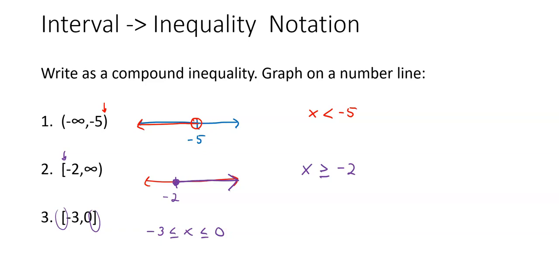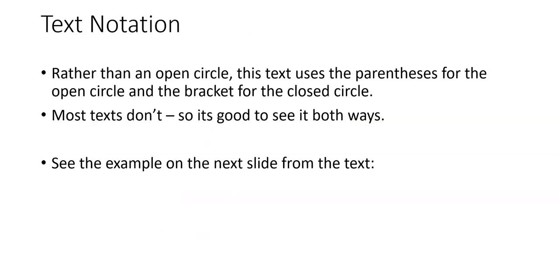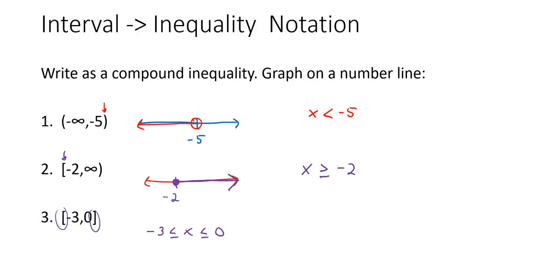So why are we doing all this inequality stuff? Well, because the textbook, rather than open circle, closed circle, uses those parentheses and brackets on a number line. Generally, I don't, and until I started teaching from this book, I'd never seen a textbook that uses those types of parentheses instead of the open circle, closed circle, but it's good to see it in both ways. So I'll give you a little example on the next slide, which I took from the supplemental materials that came with the textbook.